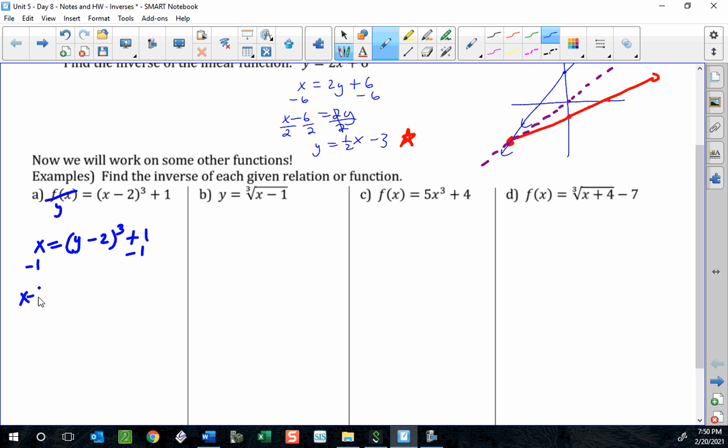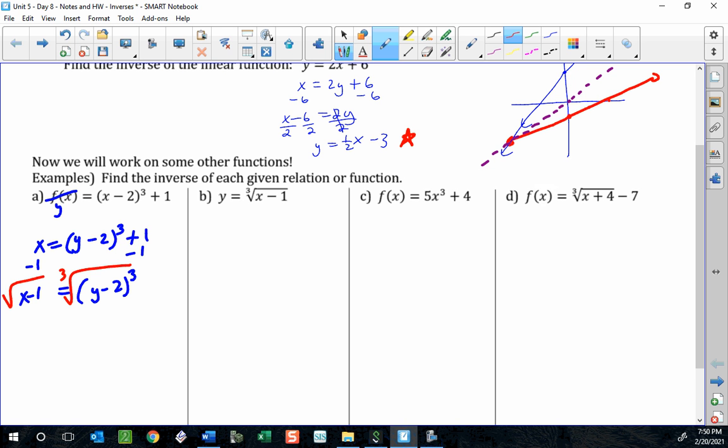So I got x minus 1 equals, I still have this y minus 2 to the third. So to get rid of a third power, I do a third root. And so we had to wait till we did cube roots and things like that so you would know what it meant. So I'm going to do a cube root on both sides. So you have to do the cube root on both sides.